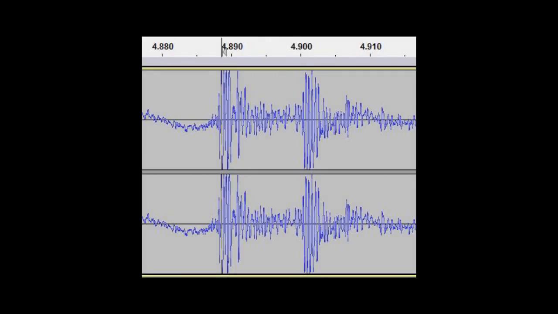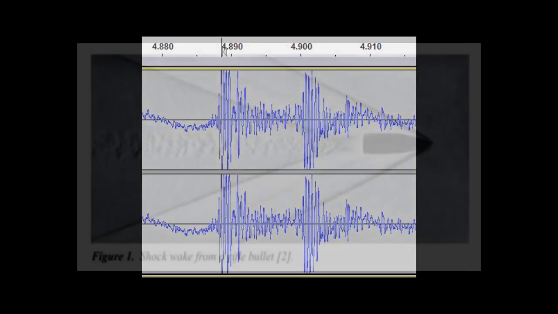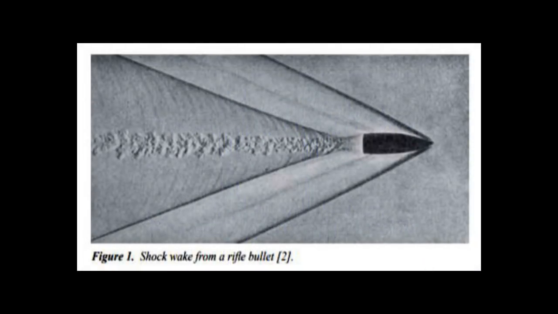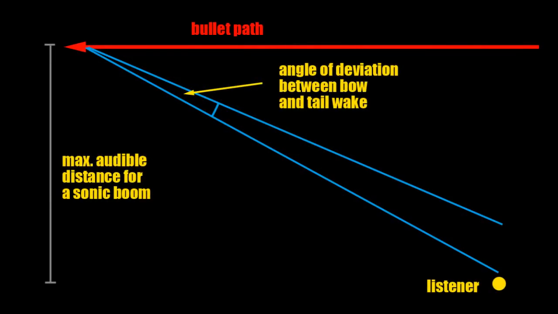Five by Five News pointed out that one of the recorded sonic cracks is doubled. Its two peaks are separated by a mere 12,000ths of a second. It seems that this occurs when the bullet forms a secondary shockwave in its wake. The two shockwaves spread out at a slight angle to one another. In theory, it may be possible to detect this separation at the edge of the supersonic cone, at its furthest distance from the bullet path.